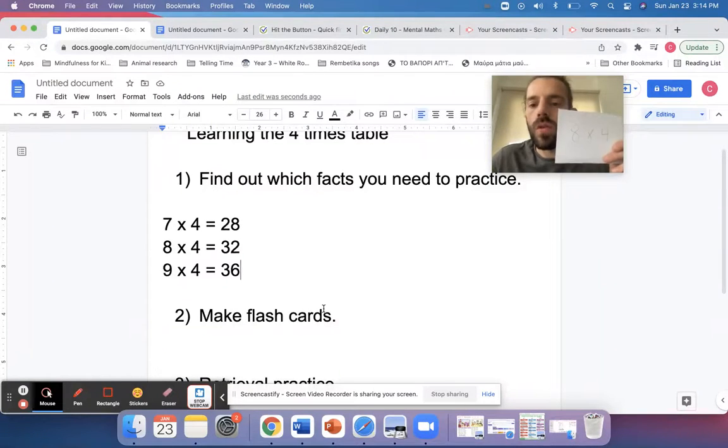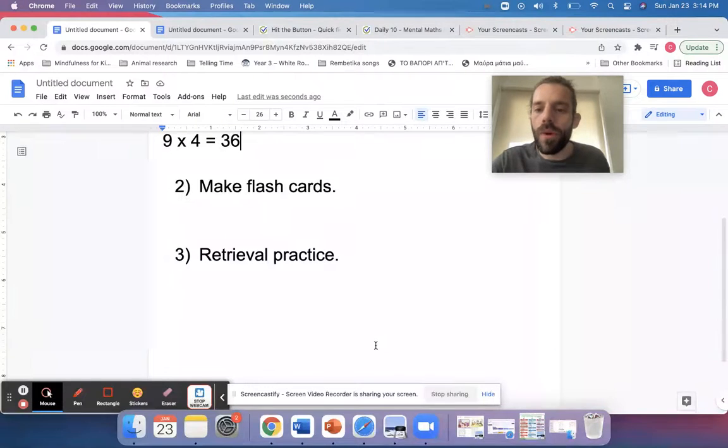Flashcards, old school. People have been doing this for hundreds of years, pal. You don't know 8 times 4, so you write it on one side of a piece of paper, like this. Then you write the answer on the other side, 32. Okay? That's a flashcard. It's very simple. You make them for all the ones you don't know. Then you're going to do something called retrieval practice.